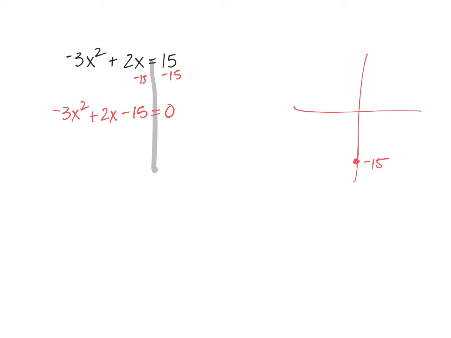Second thing I'm going to do is find my axis of symmetry. So I'm going to do negative b over 2a. So it looks like negative 2 over 2 times negative 3. So I get negative 2 over negative 6, which ends up being positive 1/3. All right, so this is not a real nice one, but it's positive 1/3. So my vertex is going to be 1/3 comma something.